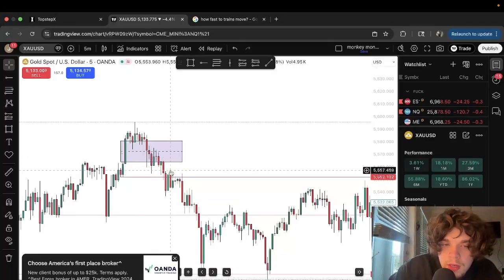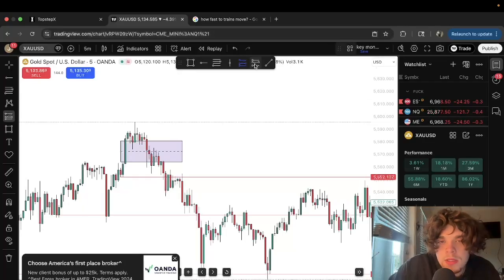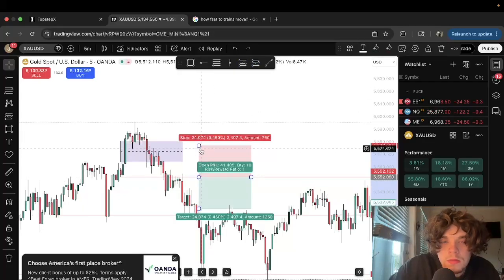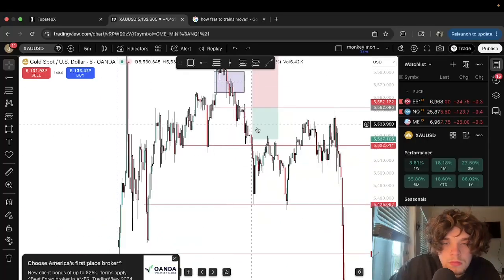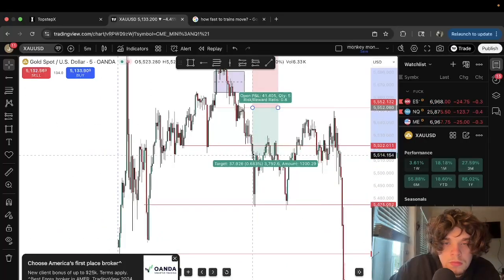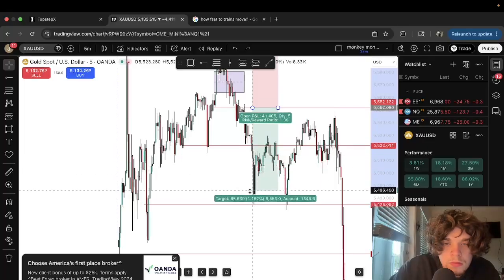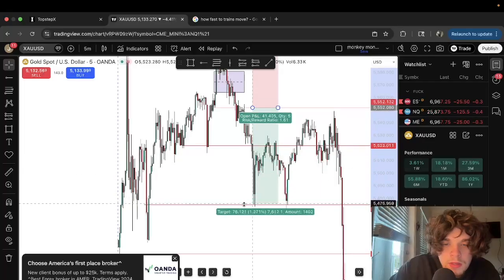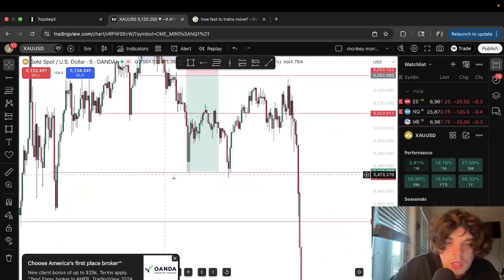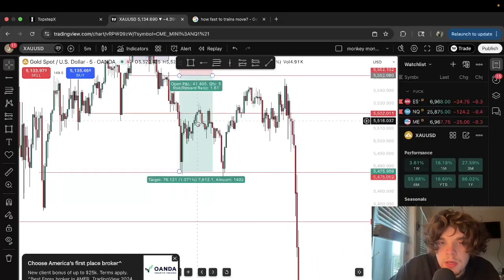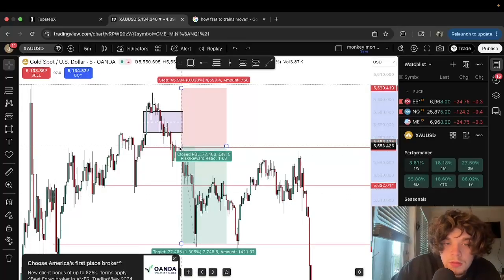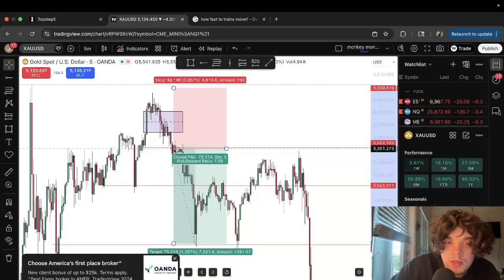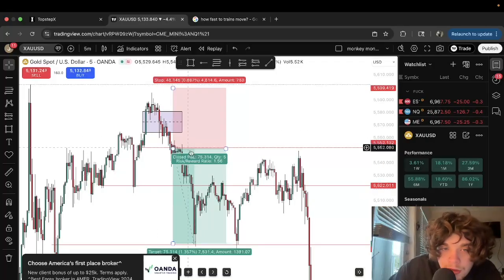When we inverse fair value gap and broke structure here, that right there is enough for me to go like this. That's enough for me to go like that. And what happens? Take profit, smash. That's a trade right there. That's a good trade. I would have taken that very fast. Probably would have entered right there off that retracement.